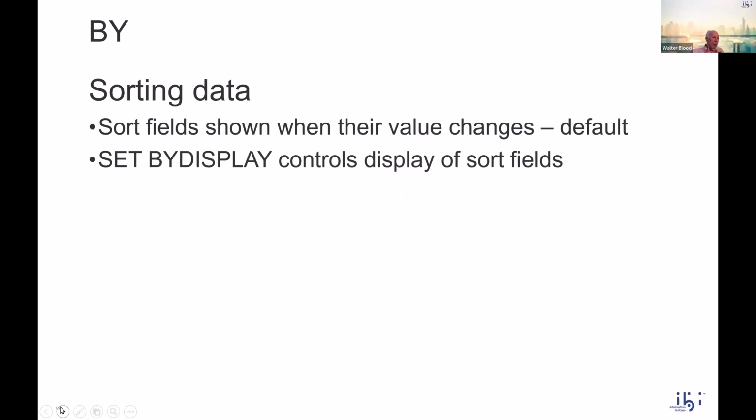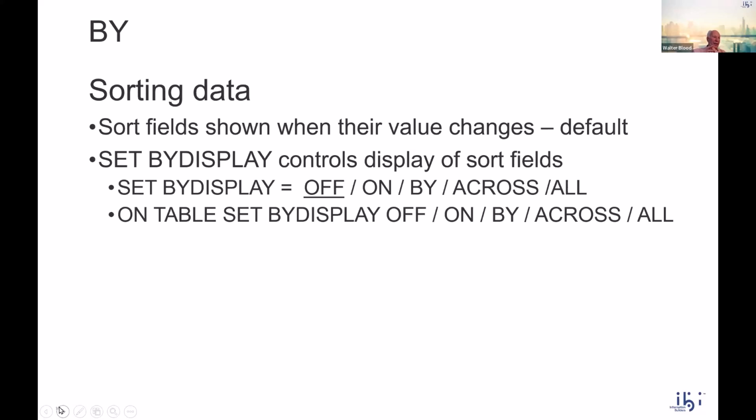Now, one of the other things that we showed is that sometimes the data values don't show. All right, how do I get those to show? The ones in my sort fields, if I have multiples, it doesn't show up every time. Well, there is a way to do that. I can use the BY DISPLAY set command.